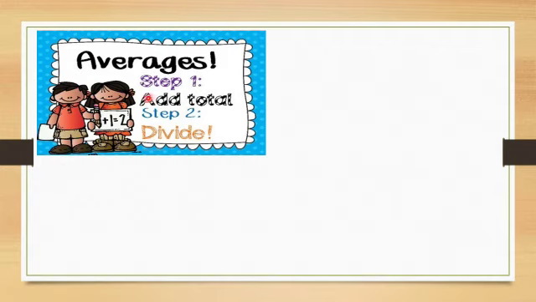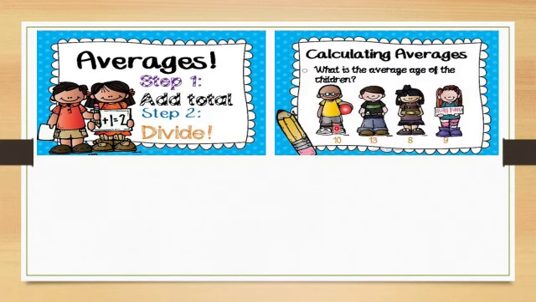Now children, let us have a recap of how to find the average. Step 1, add or find the total. Step 2 is divide. Now here I have another example, calculating averages. What is the average age of these children? Here this child's age is 10, the second child's age is 13, the third child's age is 8, and the last child's age is 9. Now we have to find the average age of these children. So let us follow these steps.